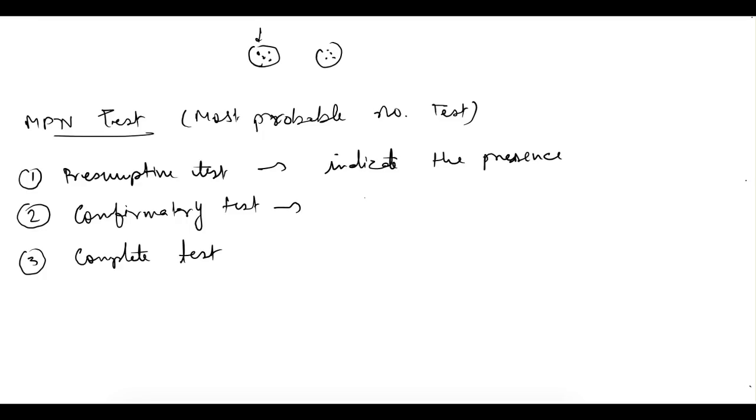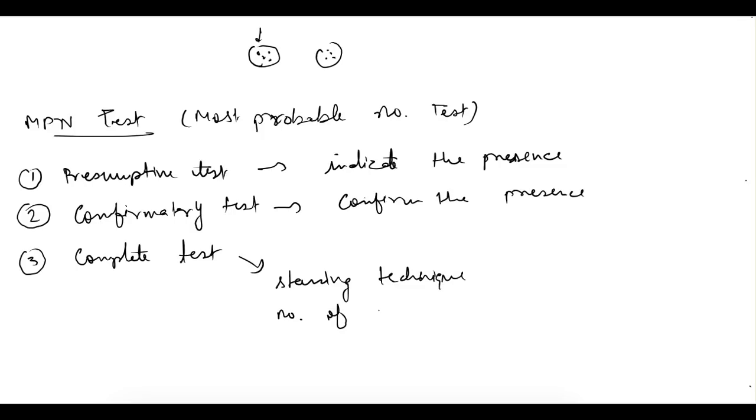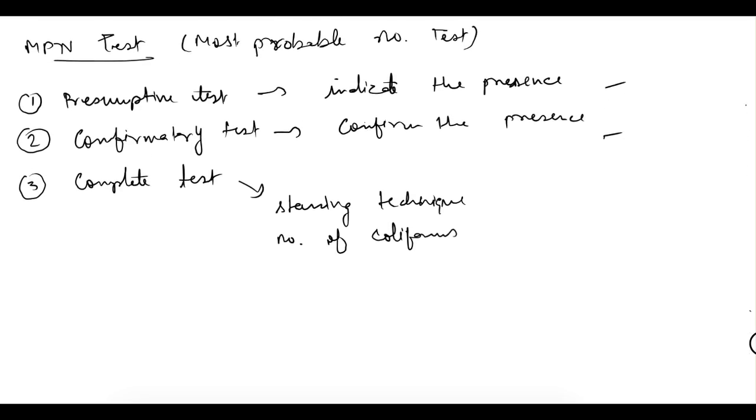Now to confirm that possibility, the confirmatory test is done simply to confirm the presence. And after the confirmatory test, if coliform is there, then staining techniques and microscopical analysis are done to actually find out the number of coliforms. So here we'll see the presumptive and confirmatory tests.